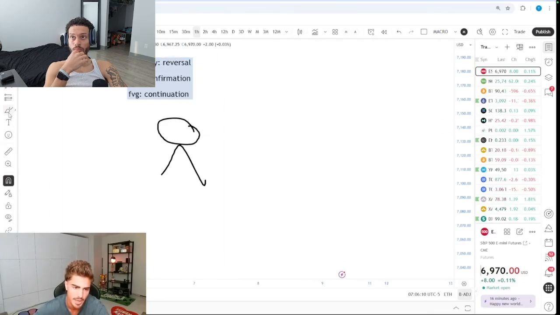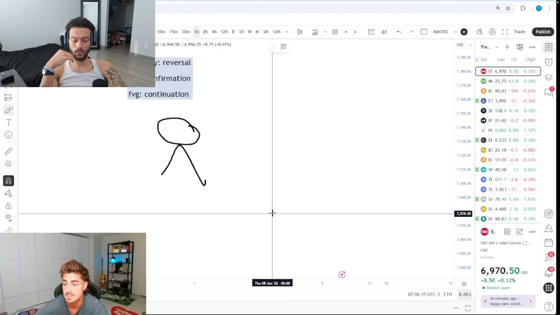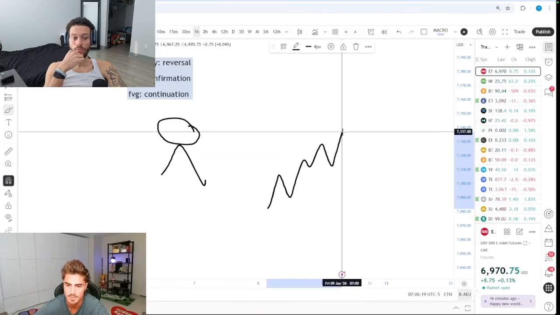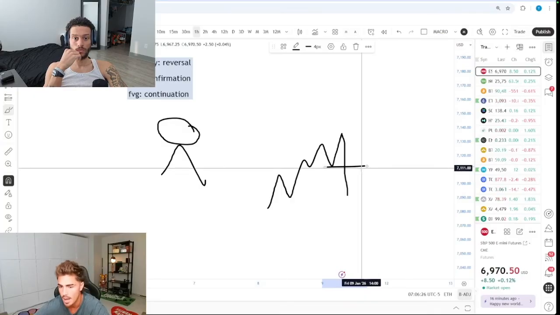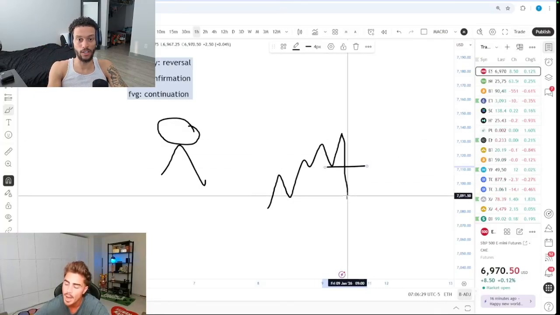So what are fair value gaps? Well, let's think about it. Again, liquidity gives us the opportunity to reverse. So if we're in an uptrend and then boom, we push above this high, awesome, we have the opportunity to reverse. And then boom, we break structure to the downside. Awesome. So we get confirmation that the trend has broken. What do I need?